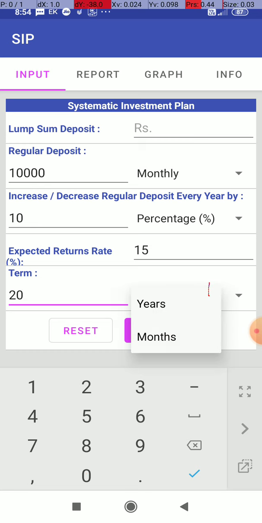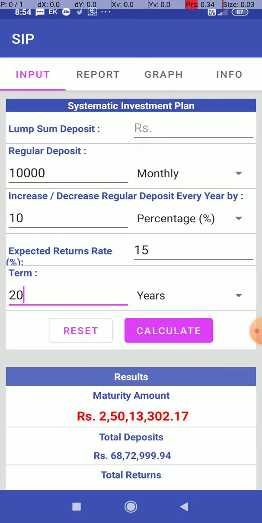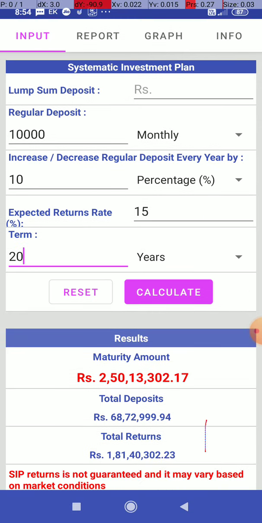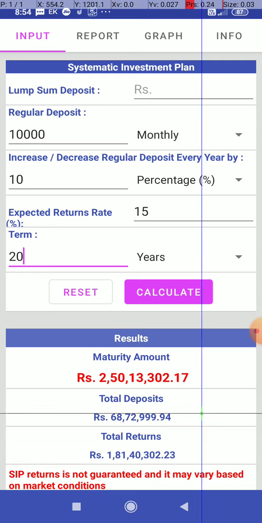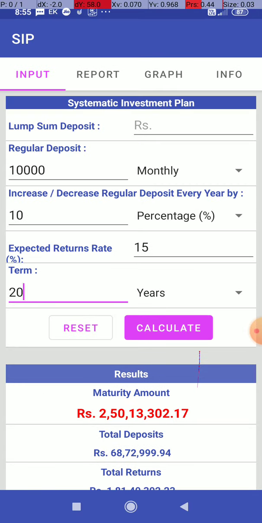So let us see what will be the result of this investment. So you will find that the maturity amount of all this process is 2 crores 50 lakhs 13,000 something. You have deposited 68 lakhs 72,000 over the period of 20 years, and you have got a return of 1 crore 81,000 in that period. So after 20 years, you will have approximately 2 crores 50 lakhs. So let us see how it happens.